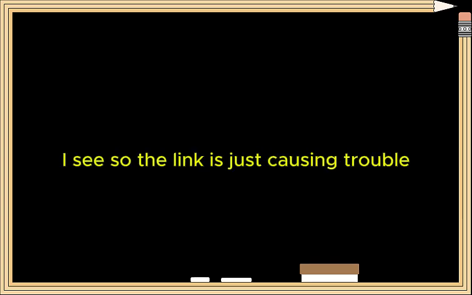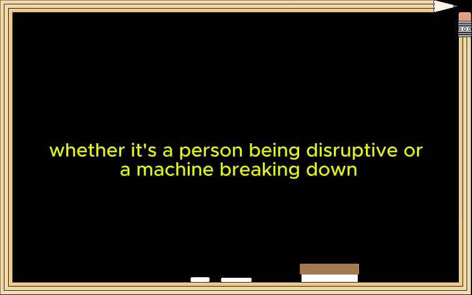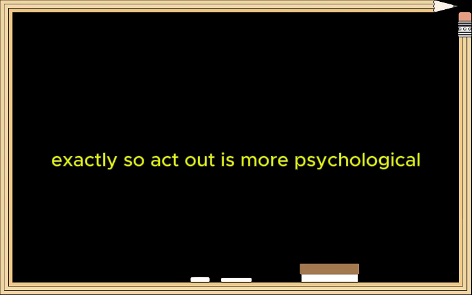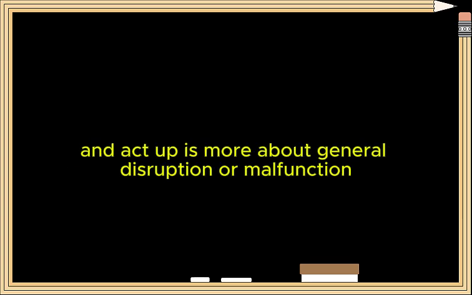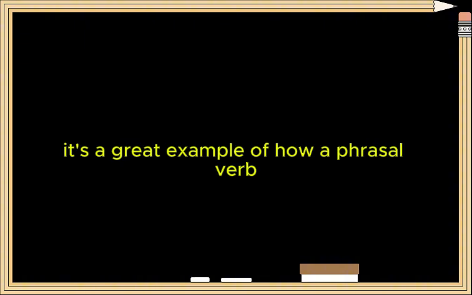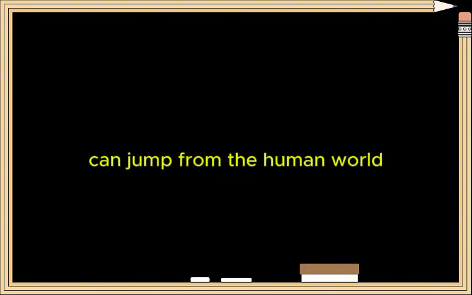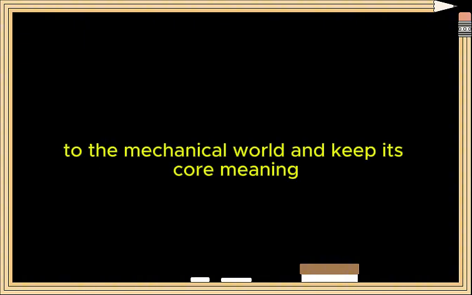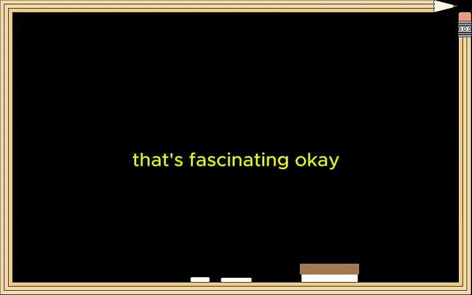I see. So the link is just causing trouble, whether it's a person being disruptive or a machine breaking down. Exactly. So act out is more psychological, and act up is more about general disruption or malfunction. It's a great example of how a phrasal verb can jump from the human world to the mechanical world and keep its core meaning. That's fascinating.